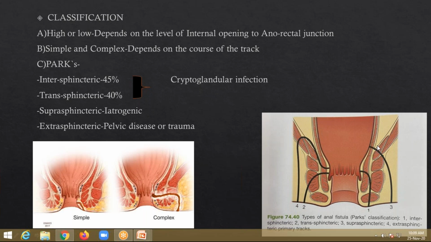So for suprasphincteric and extrasphincteric, if you do surgery, you can tell the patient that the chance of success is very less. Whereas in the case of intersphincteric and transsphincteric, the success rate is very good when compared to the suprasphincteric and extrasphincteric. And in our surgical OPD, most of the patients come with intersphincteric or transsphincteric fistula in ano. Okay.